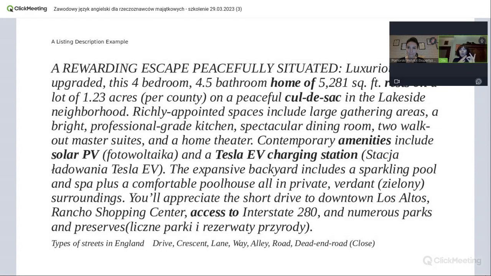This four-bedroom, four-and-a-half-bathroom home of so many square feet rests on a lot, and the size of the lot is given, on a peaceful cul-de-sac. Here I will comment that if you ever come across the names of the streets in England or in the United States or anywhere, you will be surprised how limited our Polish is, because we have ulica, sometimes droga, skwer, aleja, and maybe sometimes bulwark. Boulevard, I don't know, but I think it's that.